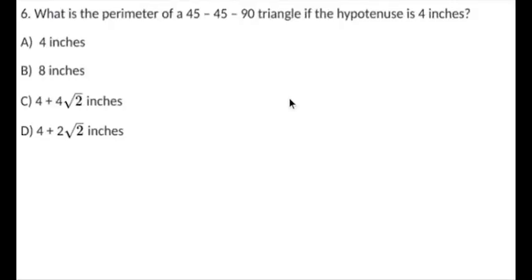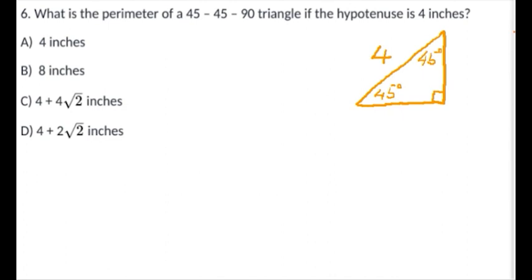Question 6. What is the perimeter of a 45, 45, 90 triangle if the hypotenuse is 4 inches? So we have some choices here. So let's sketch out a triangle with those dimensions so we can analyze it. So we're going to have a 90 degree here, 45 degrees in here, and 45 degrees in here. So it's symmetric, and the hypotenuse, which is opposite the right angle, is 4. Everything's in inches.